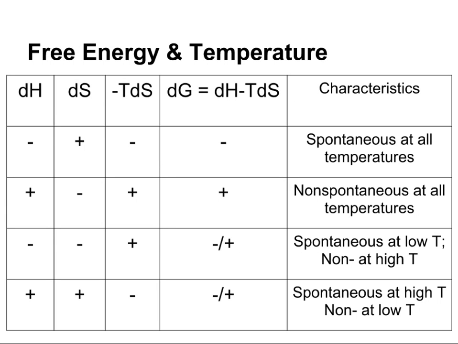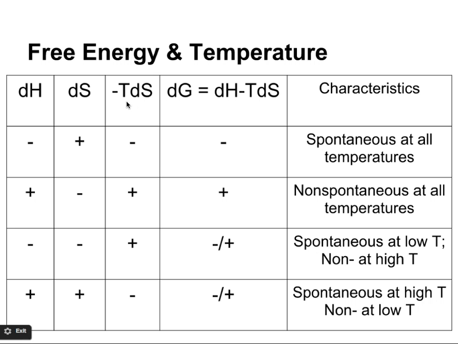This is a table that's relating free energy and temperature and enthalpy and entropy. There are usually a couple multiple choice questions on the AP test per year that come off of this table, relating the different possible signs of delta H, delta S, and then delta G.